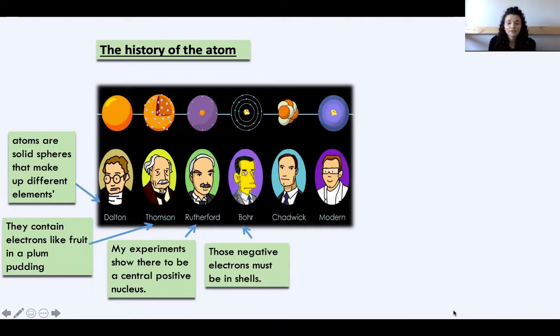The next person to really think about it was Bohr. He was the first person to think about electrons being in what we call shells. In a drawing of an atom, which we'll see in a moment, they show the shells around the atom, and the electrons are orbiting the atom in shells, kind of like how the planets orbit the sun in the solar system.